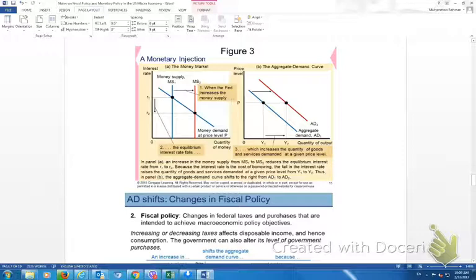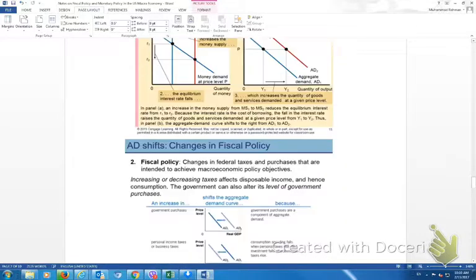There are other channels through which aggregate demand can change. The example that we have just provided is an example of how monetary policy shifts the aggregate demand. But there are other policies that can also shift the aggregate demand, namely fiscal policy.